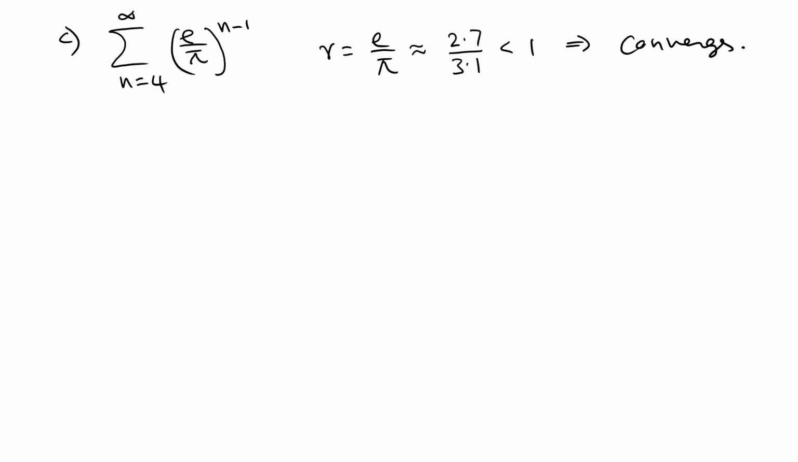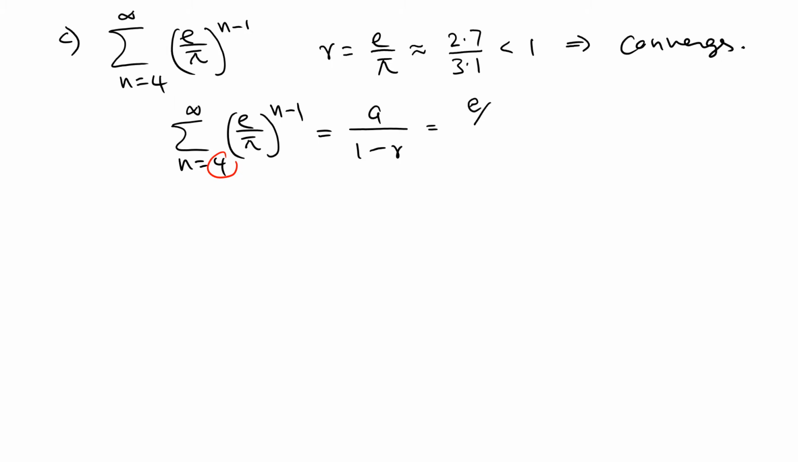Now the question is, converge to what? We can use a formula. Going from n equals 4 to infinity of e over pi to the n minus 1. This is a over 1 minus r, where a means the first term. What's the first term? You need to find the first index. The first index is 4, so if you plug in 4, you get e over pi to the third power divided by 1 minus e over pi.